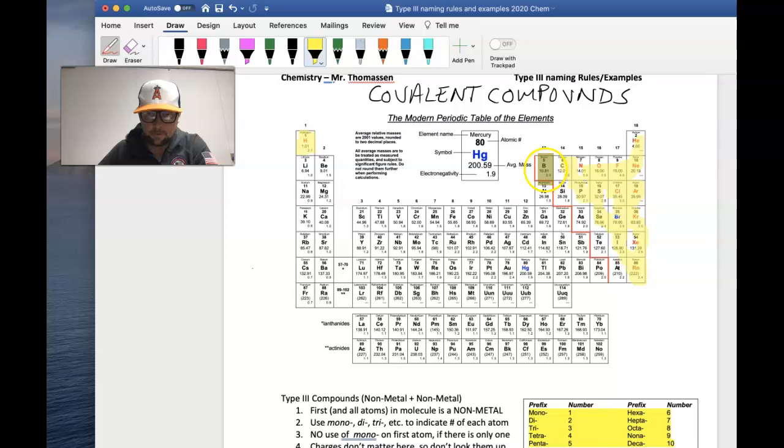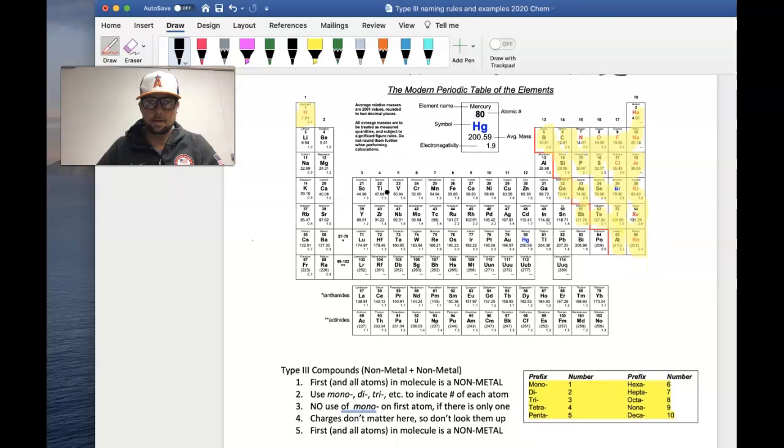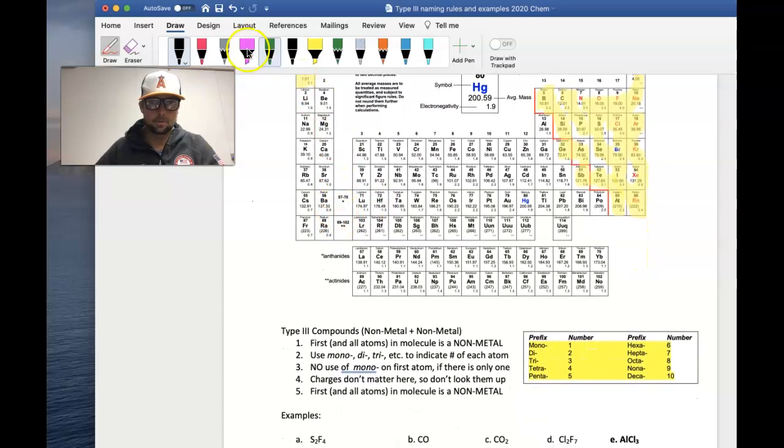And for naming purposes, we also include the semimetals. So just for this, the naming of semimetals is usually the same as for nonmetals. So all of these we consider covalent compounds. And it's really important because instead of a metal being the first shown in the compound, it's going to be a nonmetal. So the rules are down here.